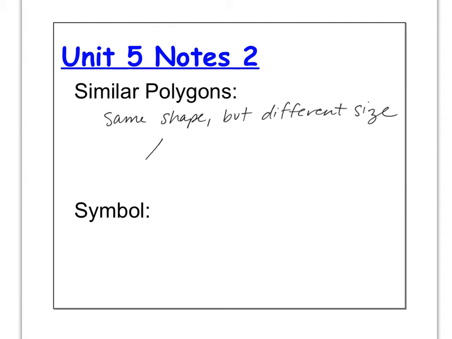So maybe you have a larger pentagon and a smaller pentagon. They might be similar to each other, but they are not congruent to each other. And the symbol for "is similar to" is a squiggle. So if you see a squiggle, that means two shapes are similar, the same shape.